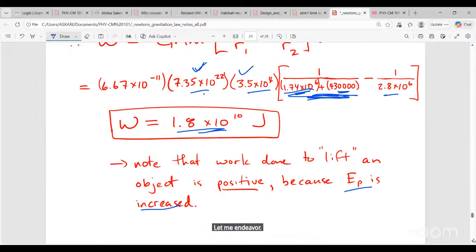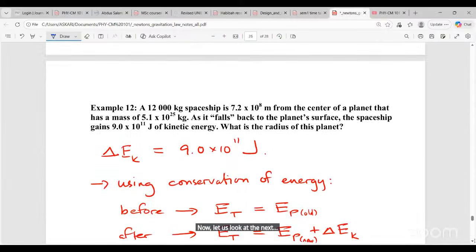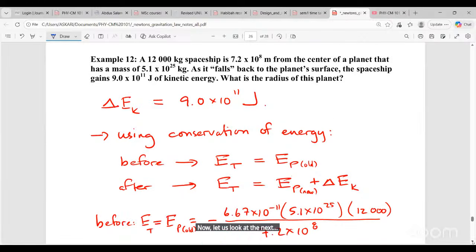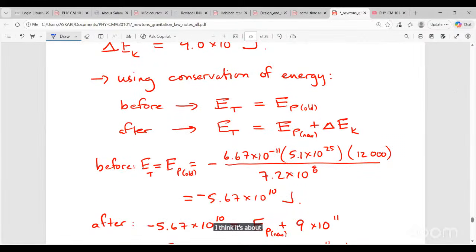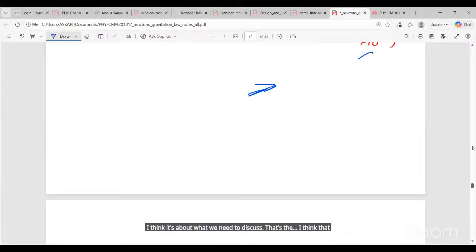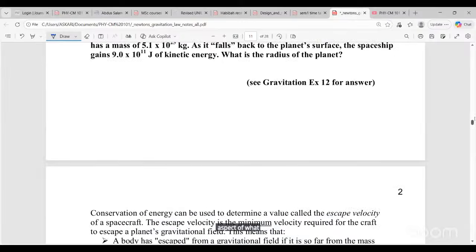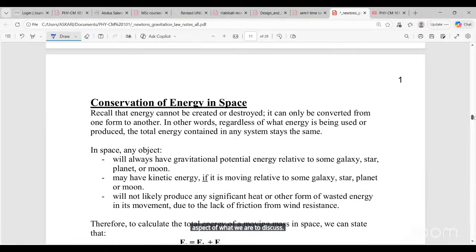Now, let us look at the next. I think it's about what we need to discuss. I think that's the last aspect of what we are to discuss. Conservation of energy in space.